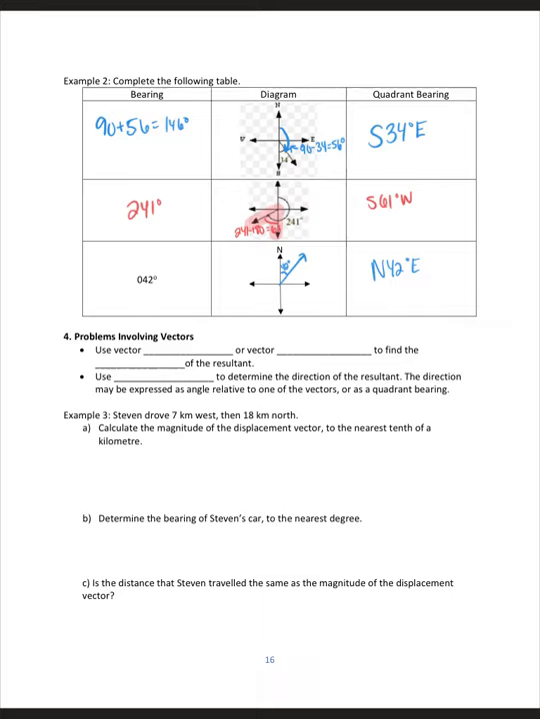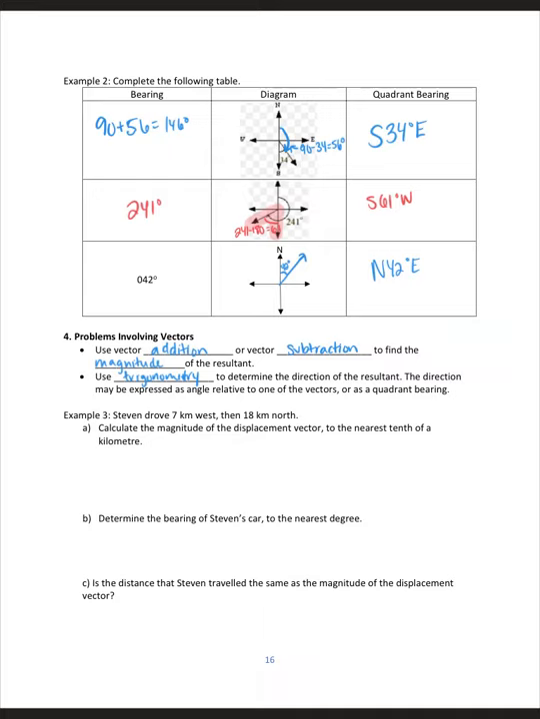All right, we're going to look at a few problems involving vectors, and that'll wrap up our review for today. So problems involving vectors. We can use vector addition or vector subtraction to find the magnitude of the resultant. So by adding two vectors together or subtracting, we can find the magnitude of that third side, basically of a triangle. Then we can use trigonometry to determine the direction of that resultant.